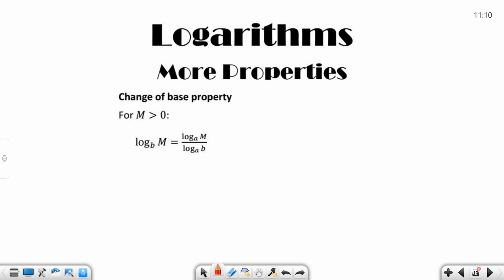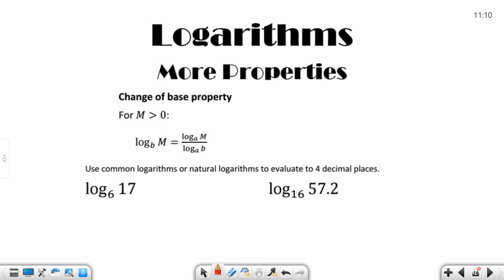So if they can't change the base, they can't evaluate something like these next two problems, log base 6 of 17. So what we want to do is use common logs or natural logs to evaluate to 4 decimal places, all right?